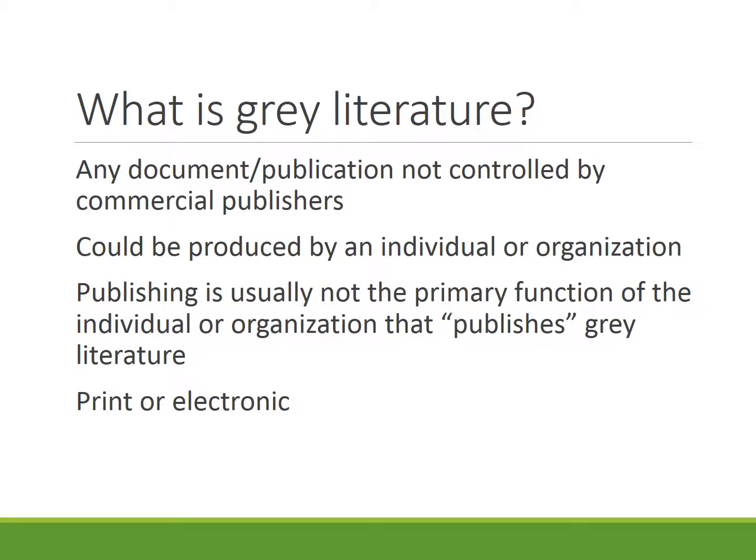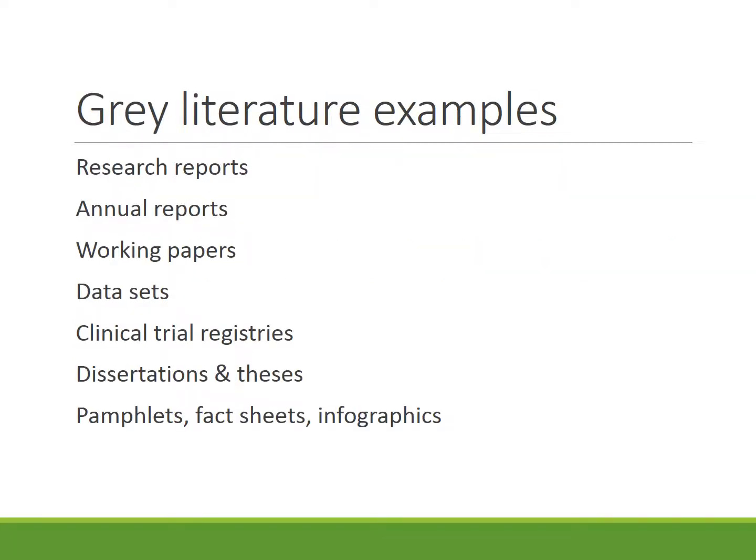So what is gray literature? Briefly stated, this is a broad category that includes any kind of document that's not produced by a commercial publisher. In public health, these documents are often produced by the government or nonprofit organizations. They can be found in print format, but today they're usually electronic. So this would include things like research reports, government reports, and many other types of publications.